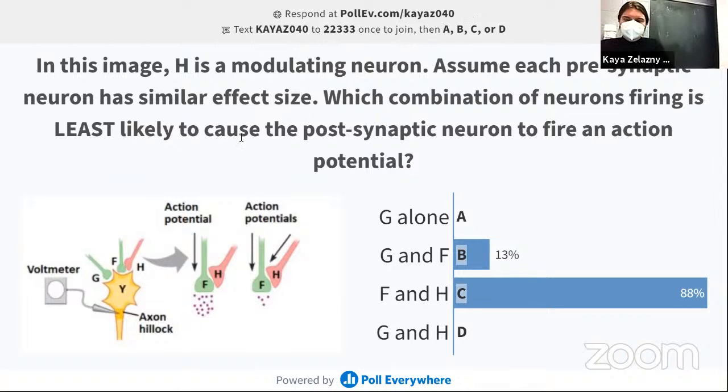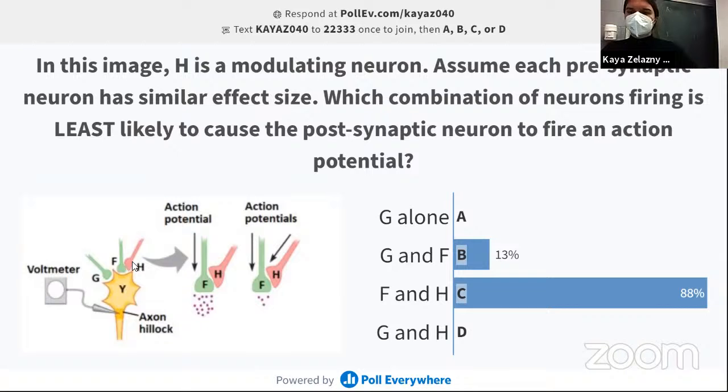Okay. So what we have happening here is that G and F each release neurotransmitters that, because we're green, we're going to assume cause excitation in our postsynaptic cell. So if either G or F fires alone, they'll cause a graded potential, probably a slight depolarization, right? They're excitatory, which may or may not be big enough for an action potential. If G and F fire together, we would have to add up those graded potentials, since they would both likely be depolarization. They might cause an action potential.